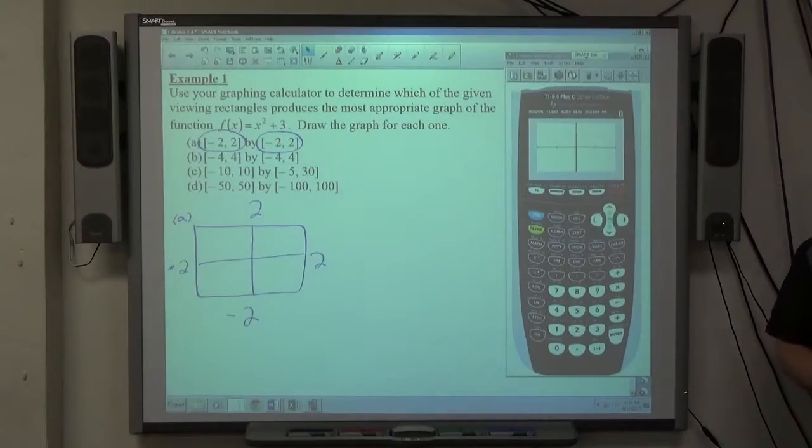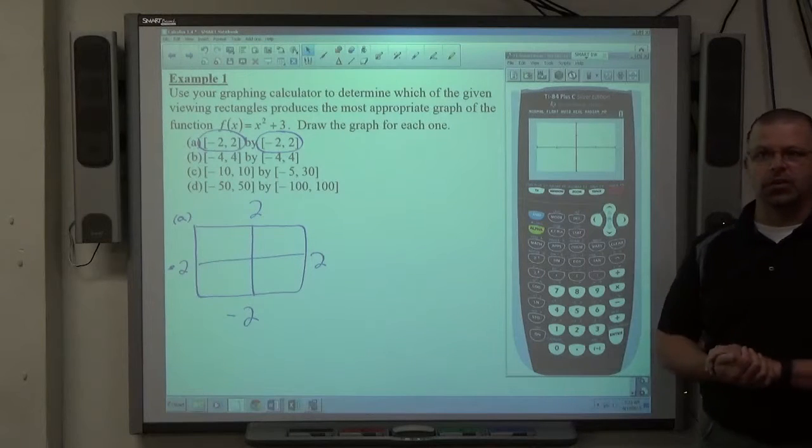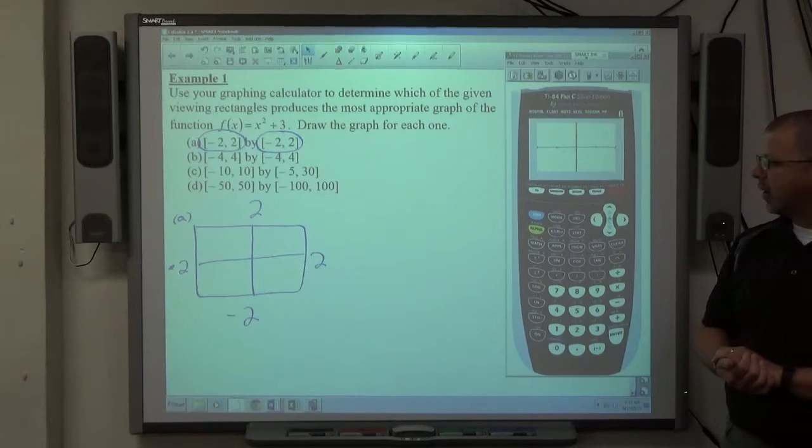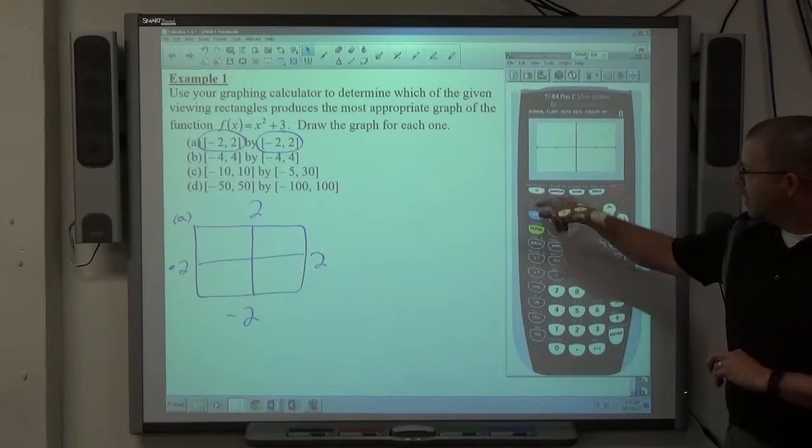Okay. You graph it on your calculator, then you draw a picture of what it looks like on your paper. That's what this problem's about. And again, the whole purpose of this is just to get us accustomed to using our calculators to graph things.